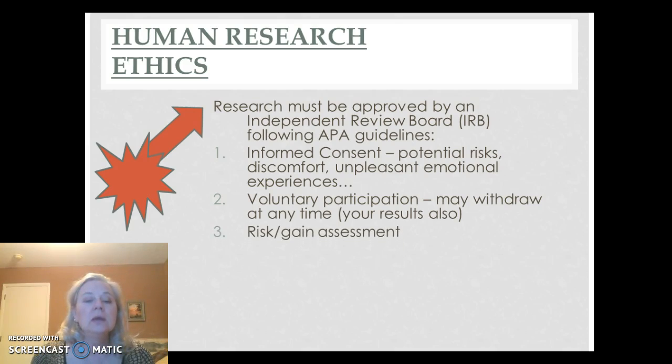Number 3, when you are making your application, you need to make an argument for a risk-gain assessment. So, for example, let's go back to an anxiety drug study. If someone is performing a study on an anxiety drug and there are some known side effects, then you need to present in your IRB application why the gain rather exceeds the potential risk.